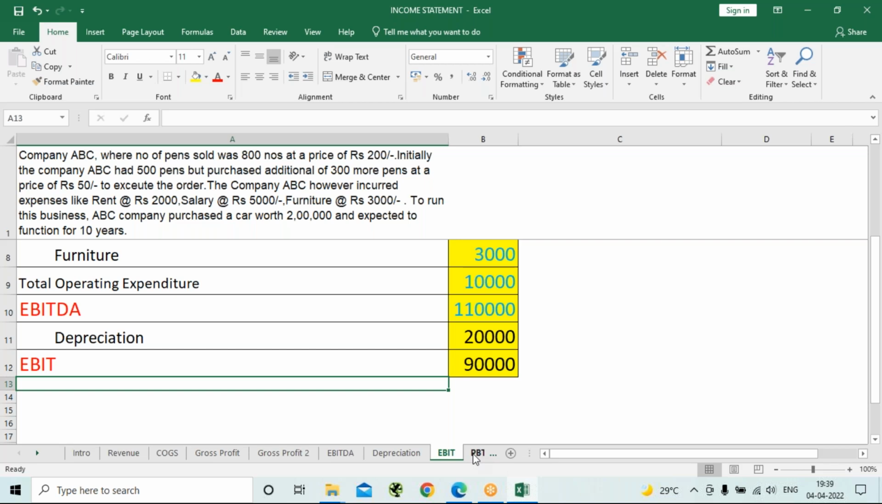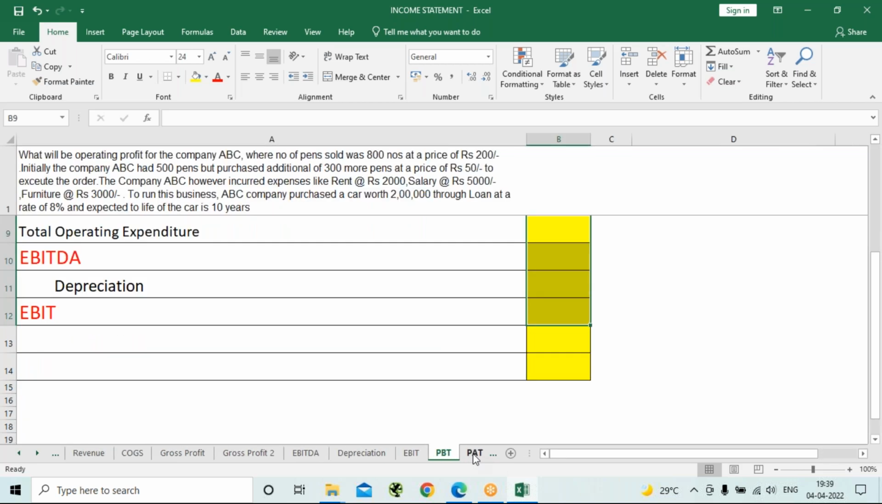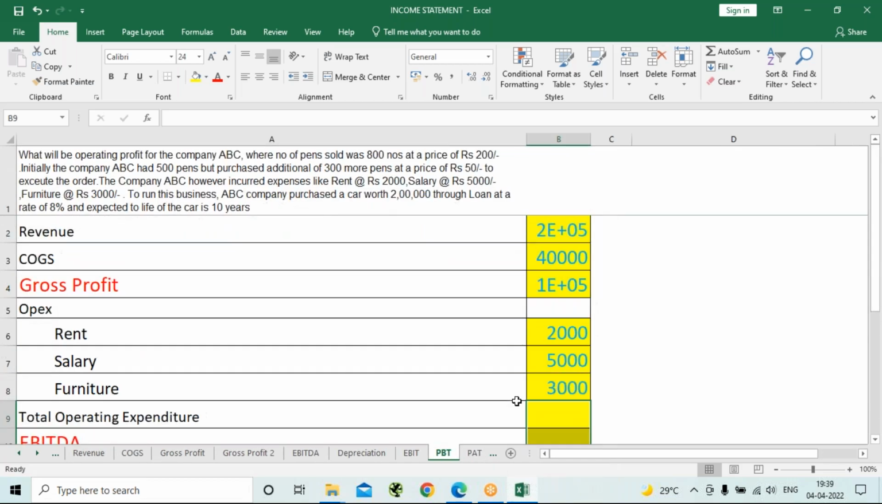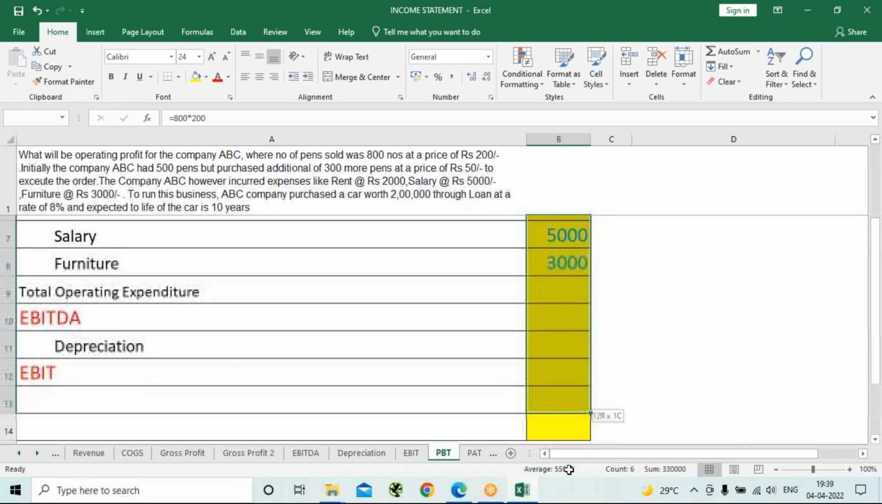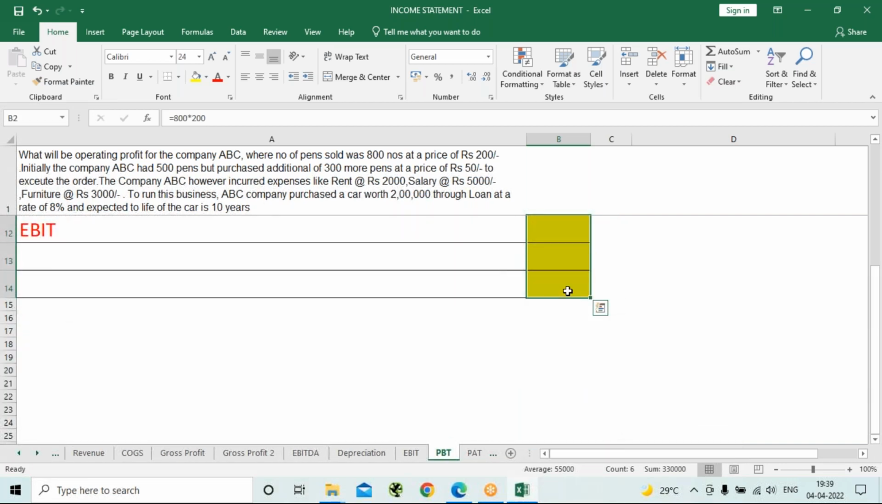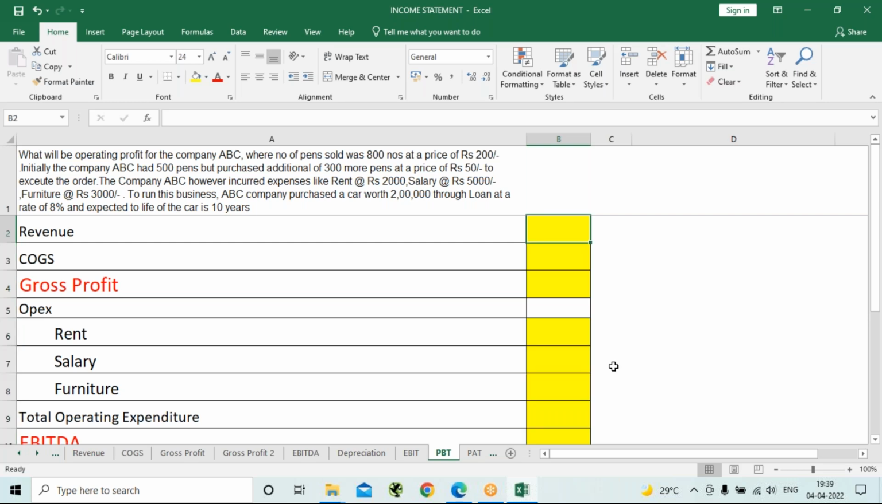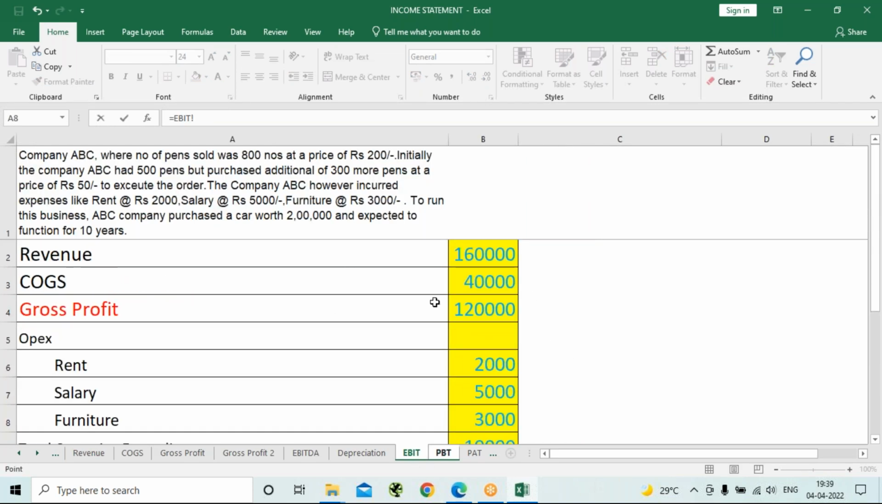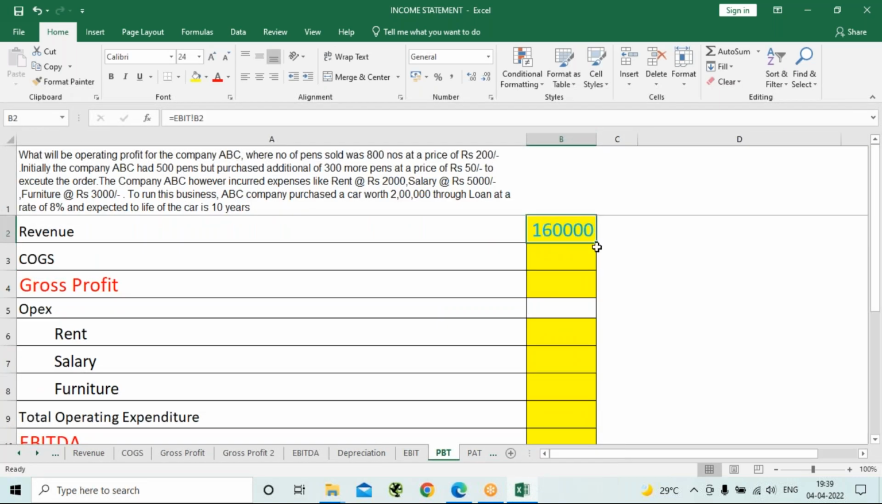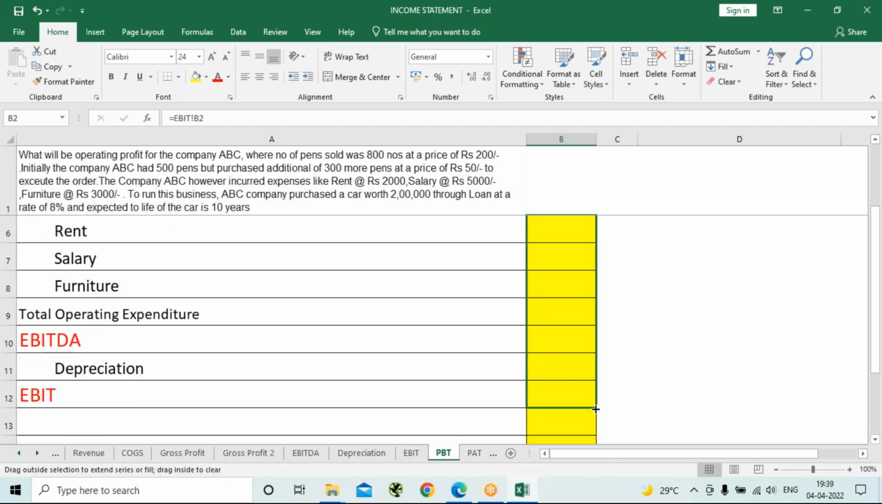And once after finding that, I'll connect it from the revenue value till the EBIT value.